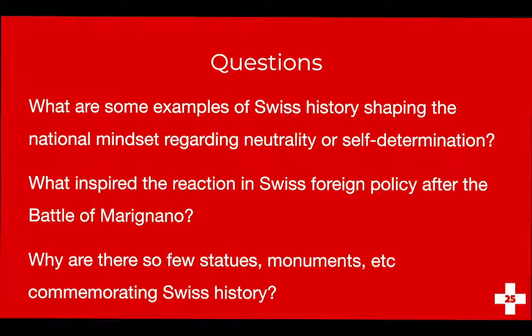So that essentially takes us up to close to the end of the 19th century. Some of the questions from the class at the time, which people had for homework, where they had to write a paragraph on this, were: what are some examples of Swiss history shaping the national mindset today regarding neutrality and self-determination? What inspired the reaction in Swiss foreign policy after the Battle of Marignano? And why are there so few statues, monuments, etc., commemorating Swiss history?